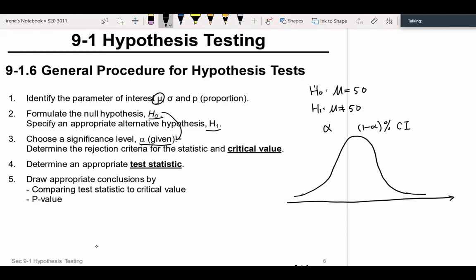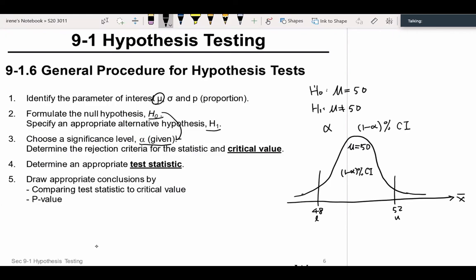This is my sample average. We believe in this population, my population mean is exactly 50. And here is my 1 minus alpha percent confidence interval. Let's say the lower bound is 48. This is just a random number I picked. And the upper bound, let's say, is 52. So these are the lower bound and the upper bound we generated based on our choice of alpha.